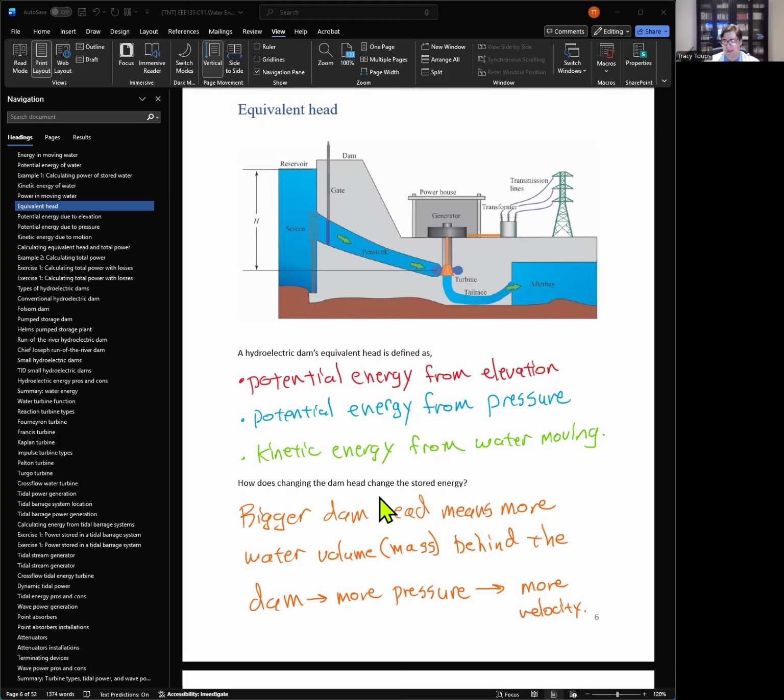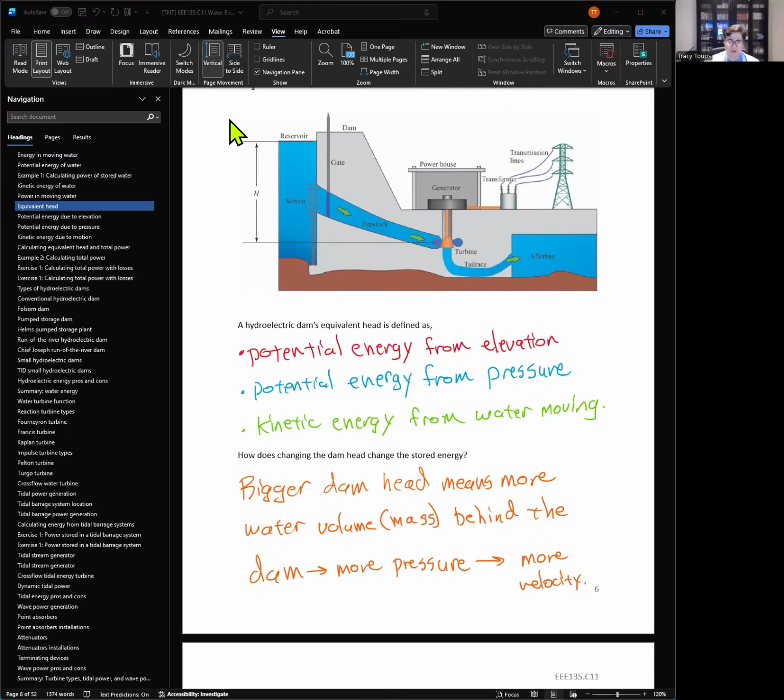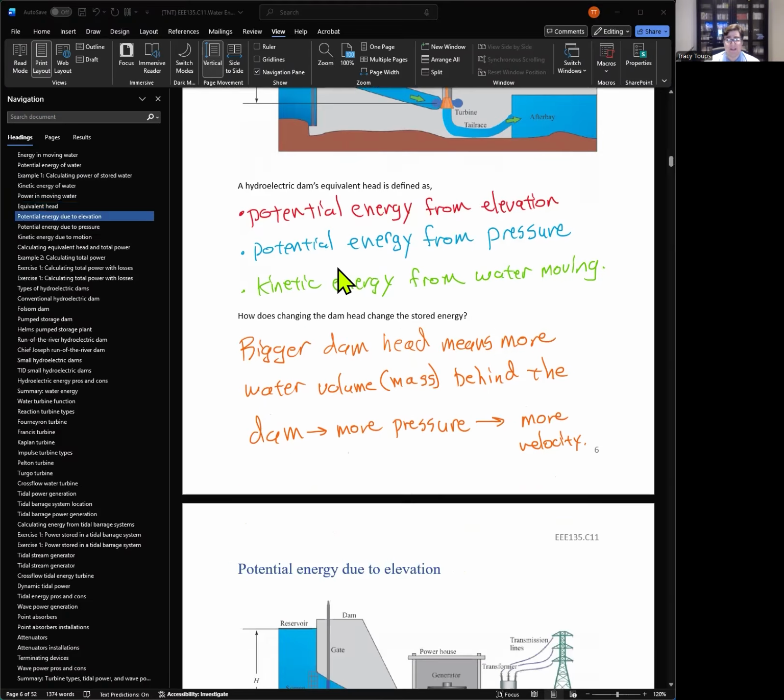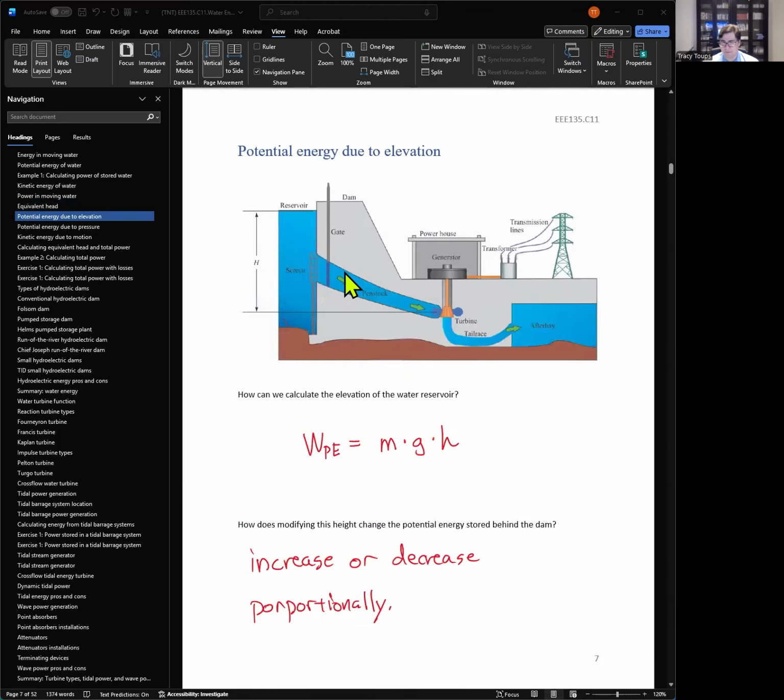How does changing the dam head change the stored energy? We kind of talked about it just now, but the bigger the dam head means more water volume and mass behind the dam. More volume means more pressure. Gravity pulls the water down. You'll have more pressure and more velocity going through the penstock. So everybody wants a bigger reservoir. Everybody wants more pressure. Everybody wants faster velocity to make the dam go. And we try to make them as big as possible before it's unrealistic due to cost, size limitation, or just there's not enough water. This is why dams are typically really big, because we want to try to get the maximum amount of power out of it.